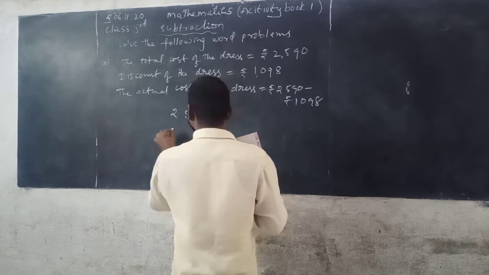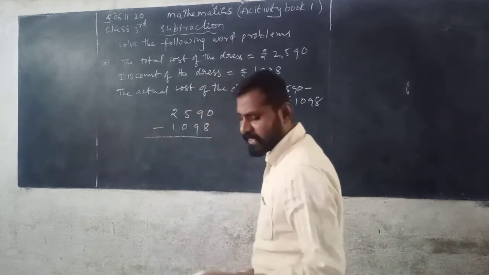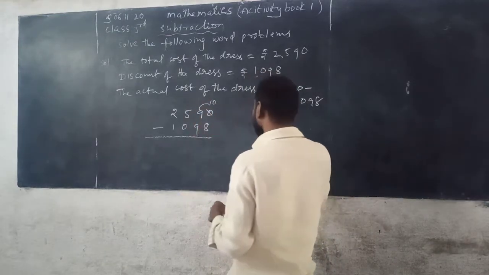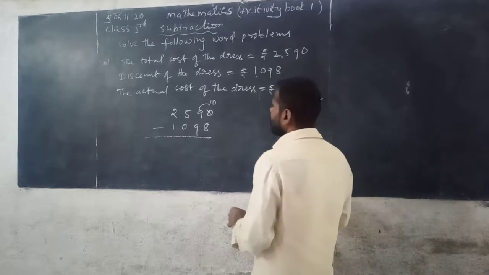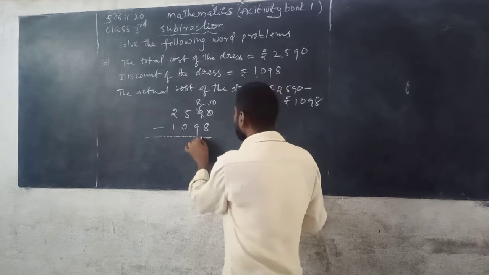Then you can write here 2590 minus 1098. First subtract the digits in the ones place. 0 minus 8 is not possible. Take borrowing from 9, it gives 10. 10 is added to 0, you get 10. Now 9 loses one, 9 becomes 8. 10 minus 8 you get 2.